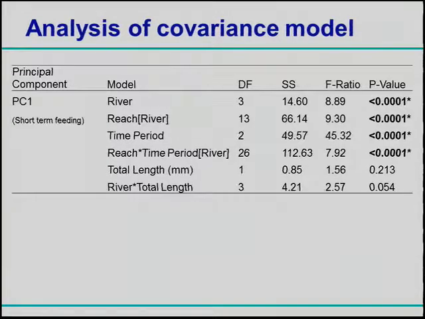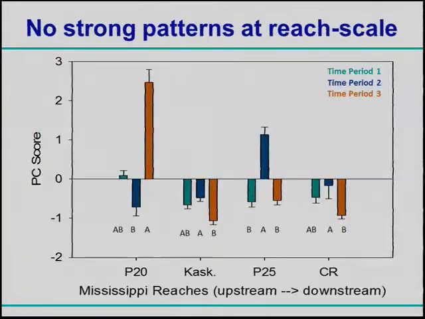As an example, this is the analysis of covariance for principal component 1, which is the short-term feeding index, and we can see some of the significance here. But let's not get mired in the stats and the numbers. We can actually look at some of the data. When we look at how those principal components vary across the different model components that we ran, there are some really cool stories. First of all, what we saw is that there's very little influence of that reach signature on any of the data that we looked at.